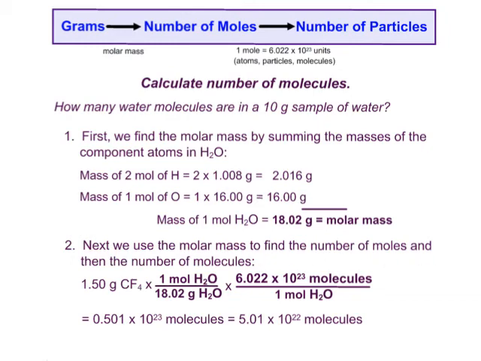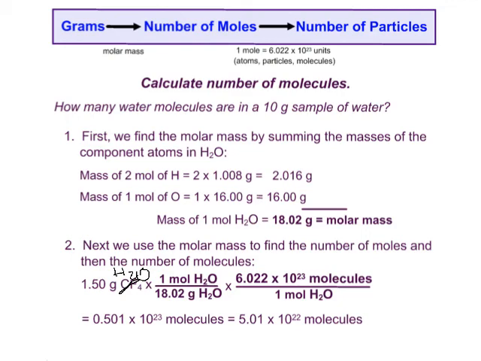Next, we use that to find the number of moles and then the number of molecules. So let's start with the grams. I know I have a 10-gram sample of water. Oops. And I just realized it's not carbon tetrafluoride. It should be water. I have 1.50 grams of water.